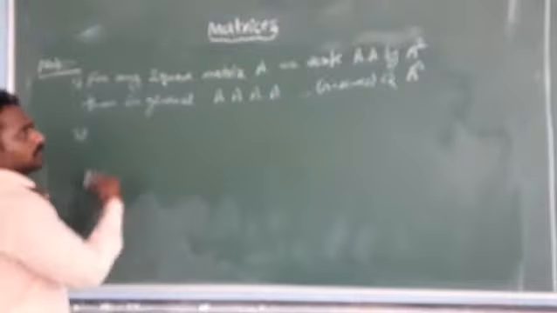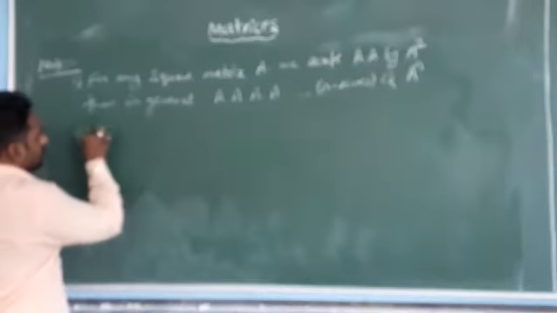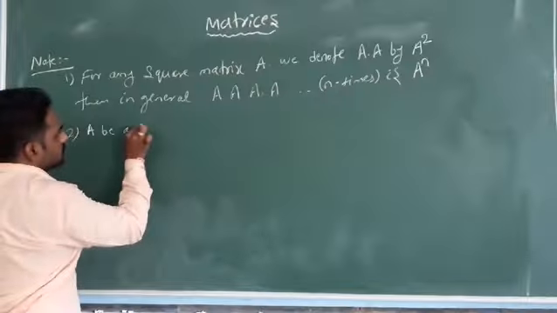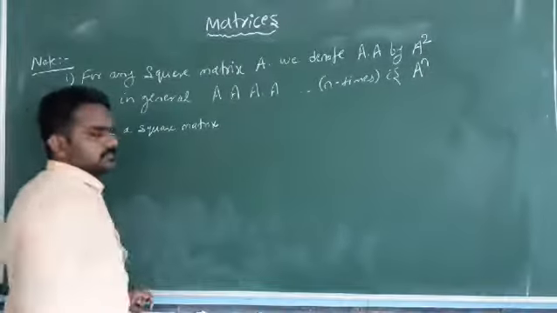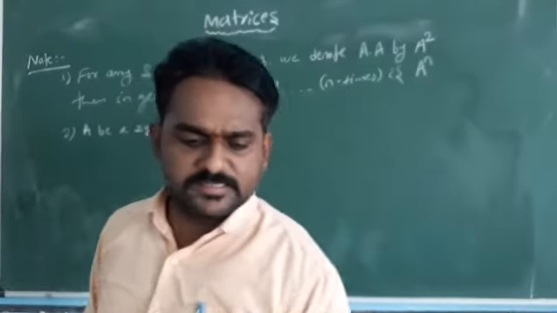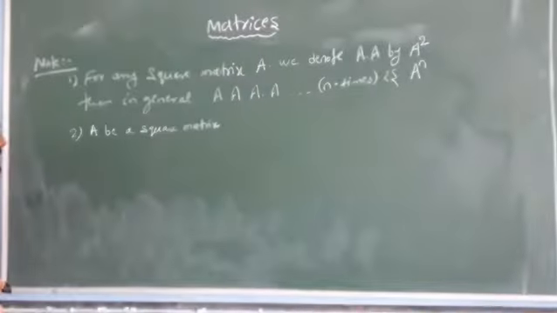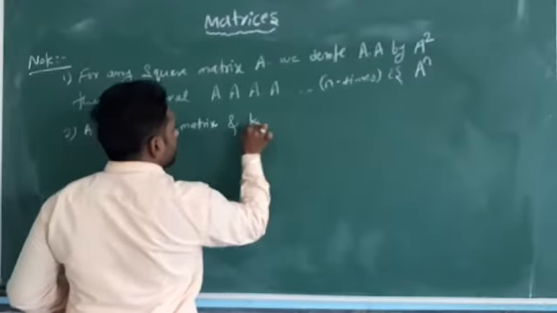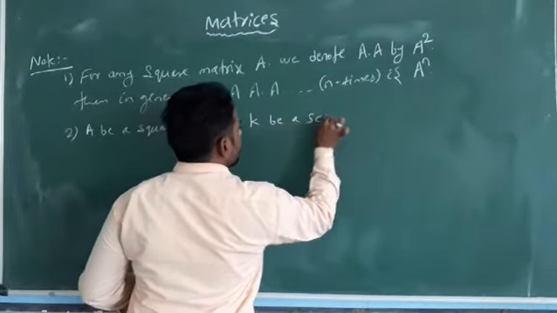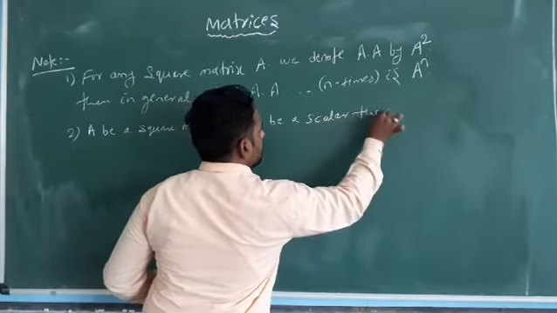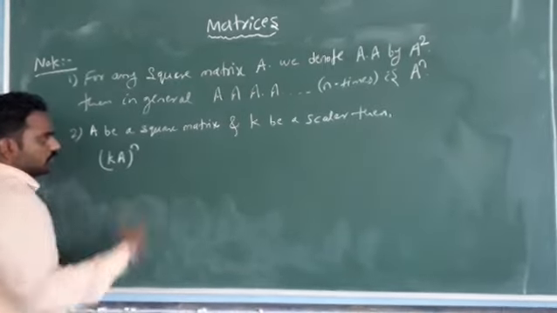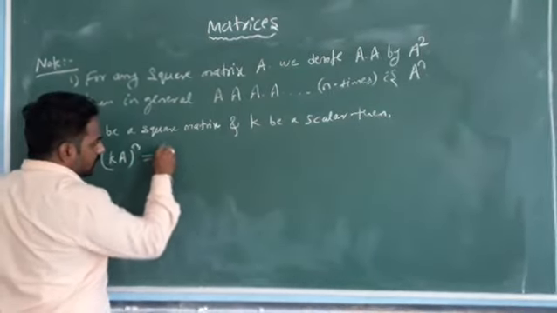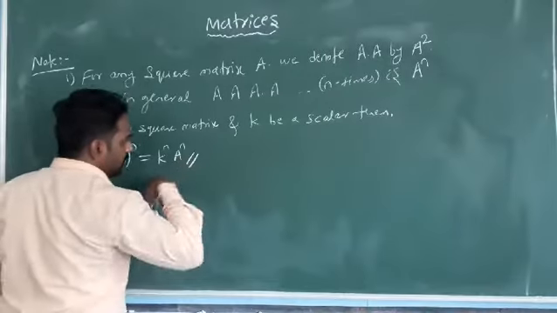Okay, let A be a square matrix, or any matrix, let A be a square matrix, and K be a scalar, then (KA) whole to the power n is equal to K power n into A power n.